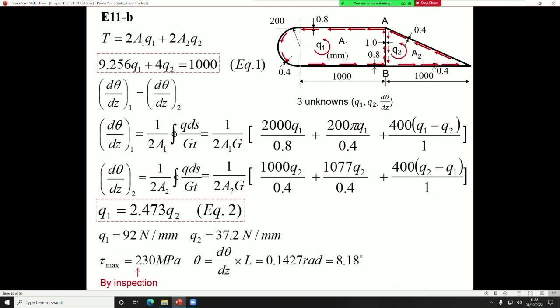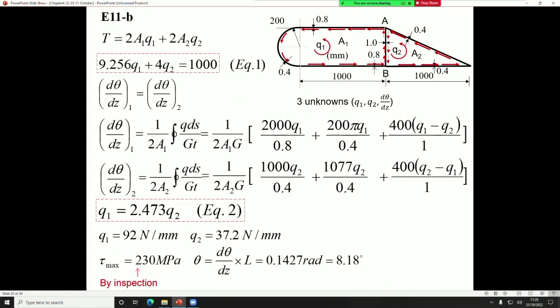Any question in regard to this example? Yes, please. What does it mean by inspection? By inspection means that when you find the shear flows, you need to go one by one for each panel, divide Q by the t value to find the shear stress, and compare them. For a single cell, we don't need to do that because they're all subject to the same shear flow. So we just find the thinnest section, and then Q divided by that thinnest section gives us the maximum shear stress. So when I say by inspection, it means that the thinnest section is not always subject to the maximum shear stress. Does it answer the question?